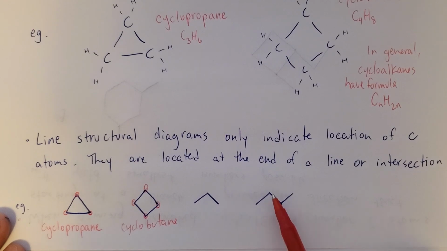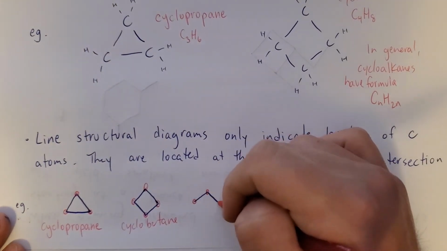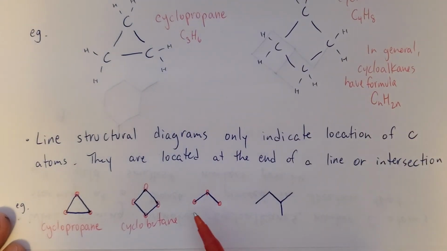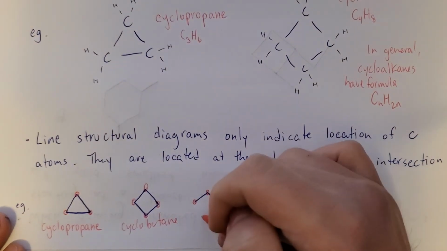When it's in a straight line, maybe it's a little more confusing. So the carbons go at the end of lines and intersections. So this is 3 carbons in a line. We assume it's saturated because we don't know anything else yet. 3 carbons in a line, that's just propane.